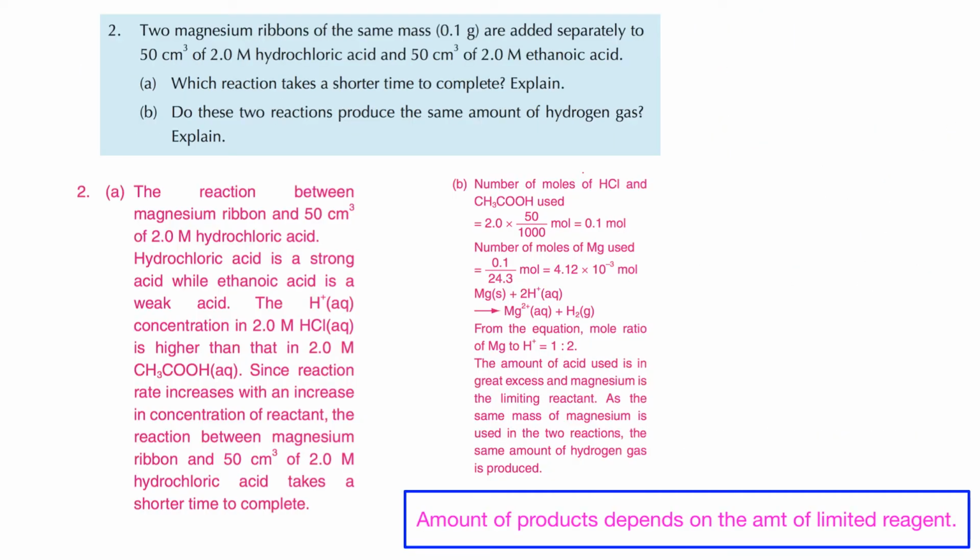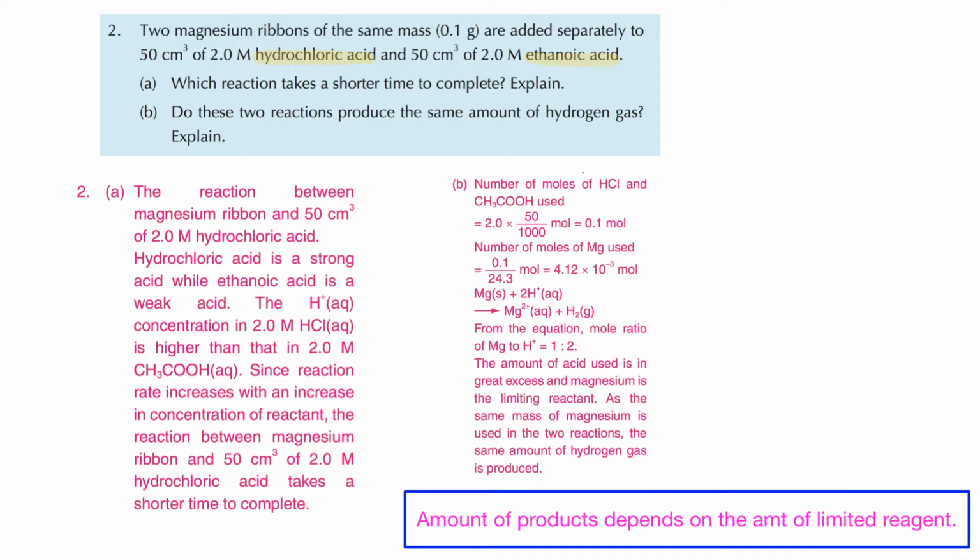Second question: we have two magnesium ribbons of the same mass added separately to 50 cm3 of 2 M HCl and 50 cm3 of 2 M ethanoic acid. So what is the difference here? The focus has to be that one of them is a strong acid, and one of them is a weak acid.